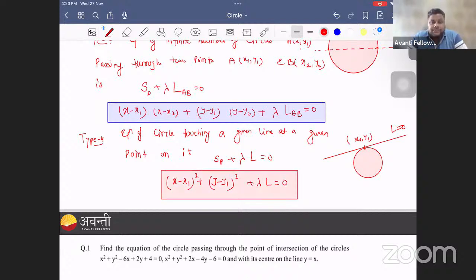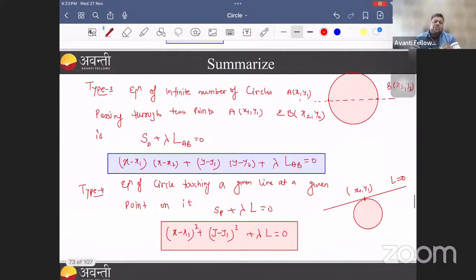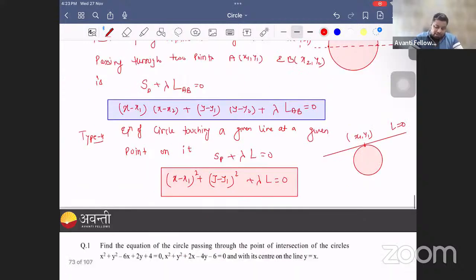Am I correct? So these are 4 varieties. There are 1 or 2 more varieties which are not so relevant, I would say. But these third and fourth are very important, specifically this fourth one. Got it? Now we'll start with a few questions.